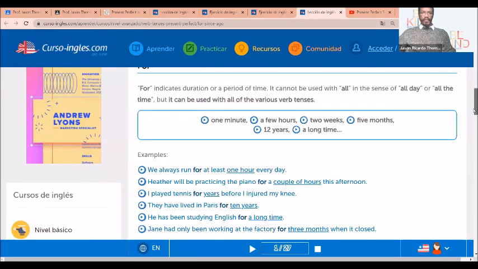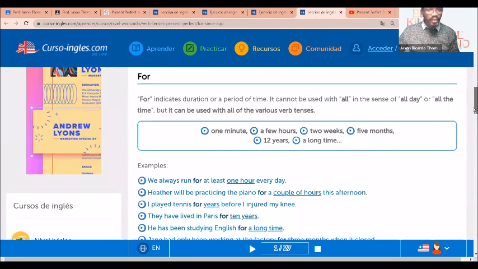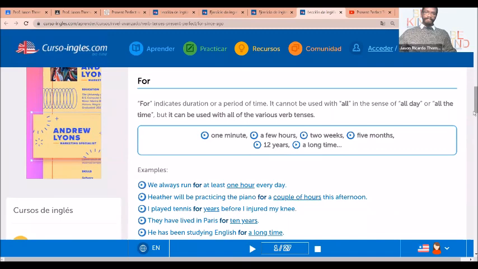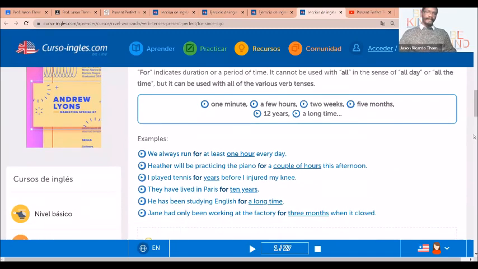First, for. Let's go with Monse. Sí. For indicates duration or a period of time. It cannot be used with all in the sense of all day or all the time, but it can be used with all of the verb tenses. For example: 1 minute, a few hours, 2 weeks, 5 months, 12 years, a long time.